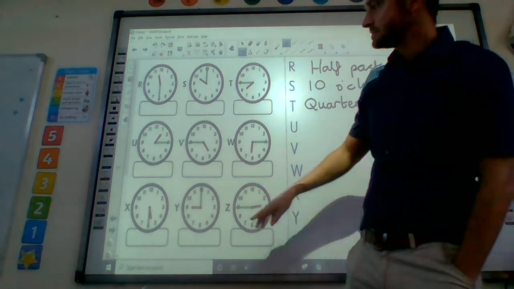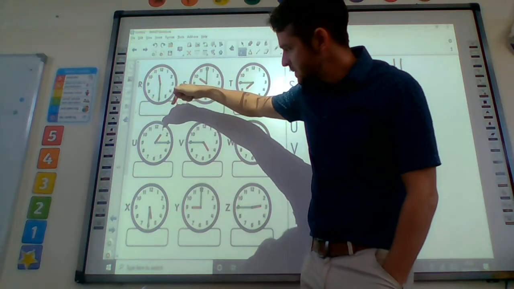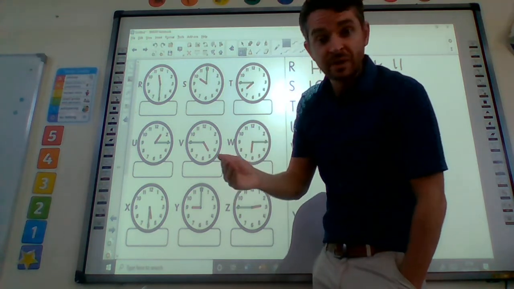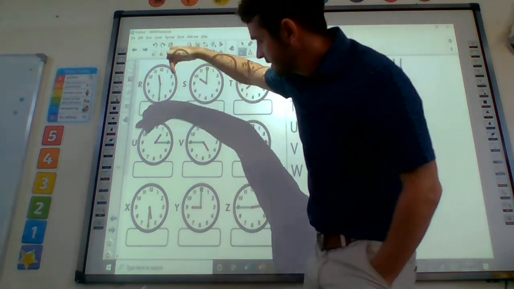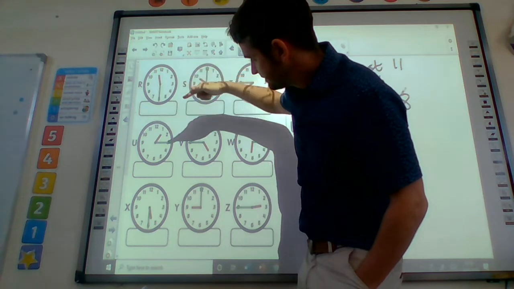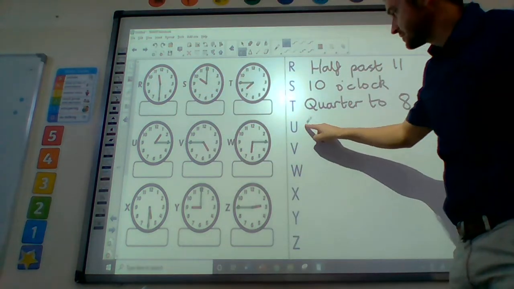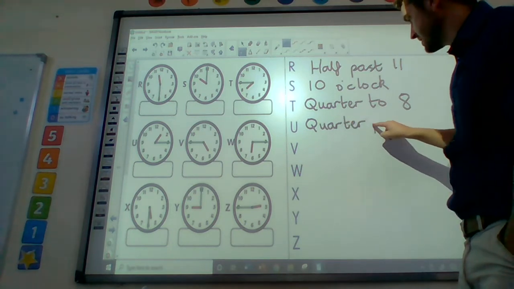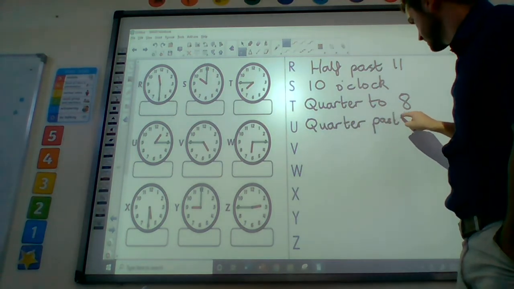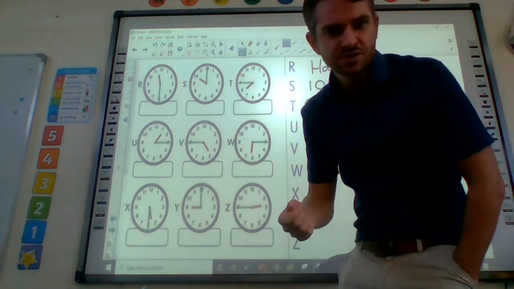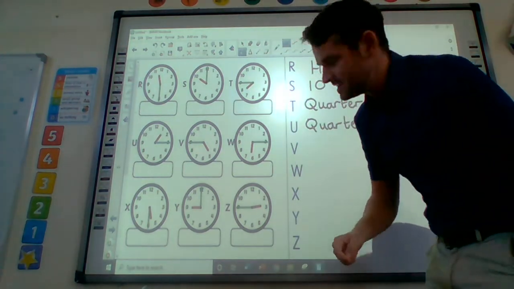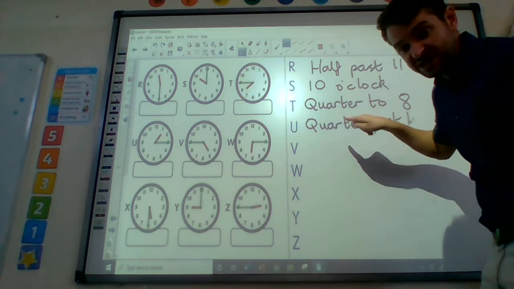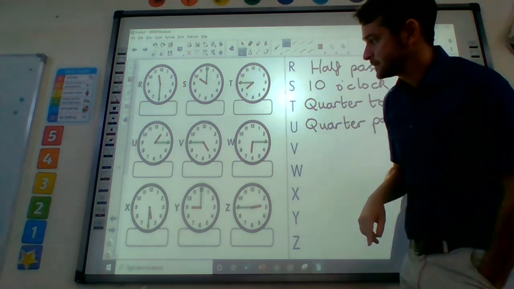Okay, on to U. It's just past the 1, so I think it's probably something past 1, maybe quarter past 1. Have a look at that minute hand. Oh, the minute hand has gone quarter of the way around. So it is quarter past 1. So it's useful to check the hour hand first to make sure that you get this part right, and you can have a good guess at what this part will probably be.